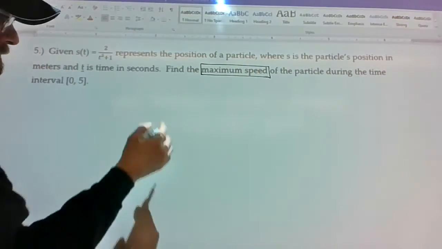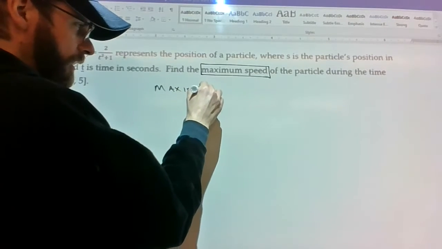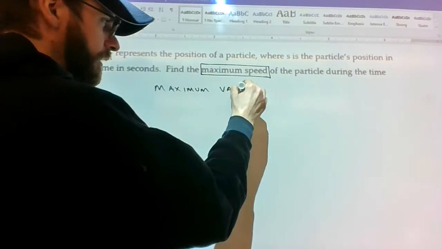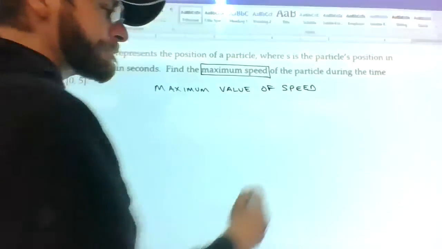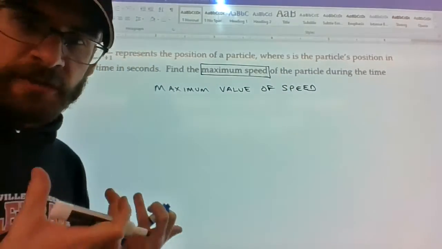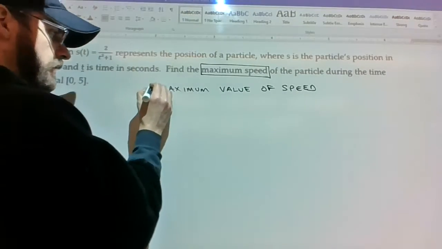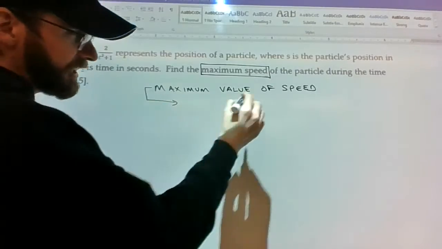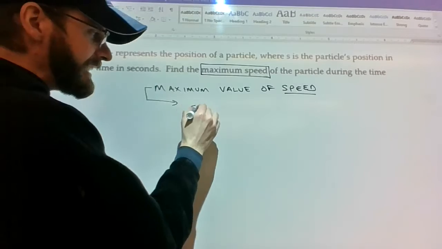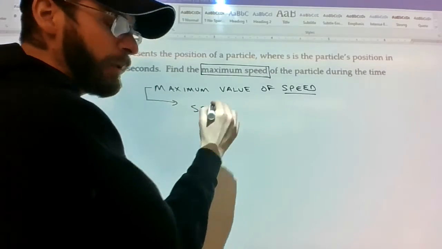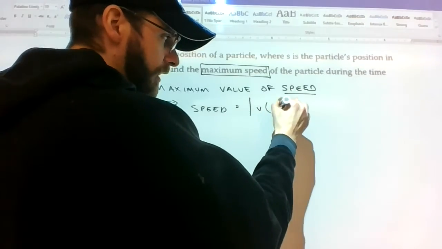Keep in mind that the maximum value of speed might need to be deconstructed a little bit for us so that we can actually use calculus properly. When you think of speed, first of all, just keep in mind that speed equals velocity without direction. So it's the absolute value of velocity.